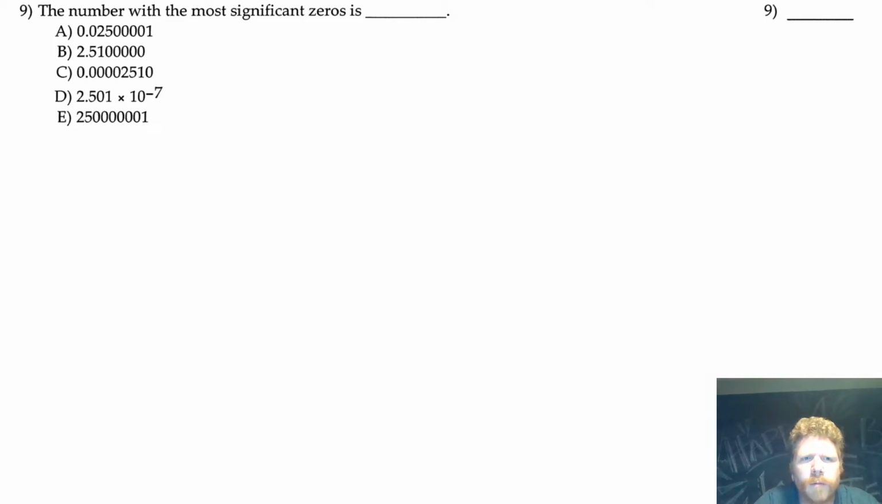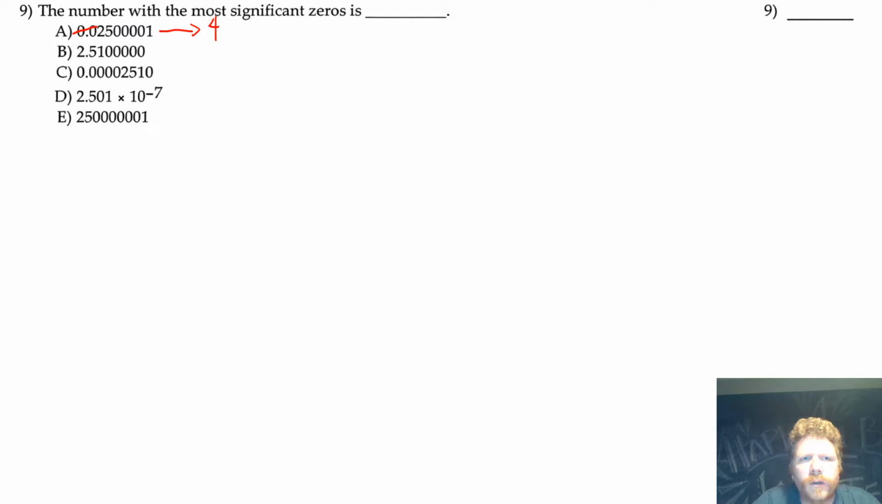Answer option A presents 0.0250001. The only zeros that are significant here are the ones between 25 and 1. The first zero after the decimal place is not significant because that's basically just a placeholder. So we can cross those out, and for this I'm going to write 4. It gives us 4 significant zeros.